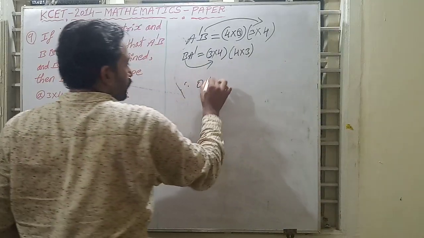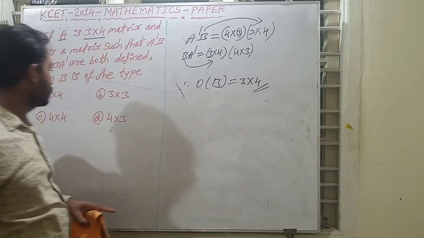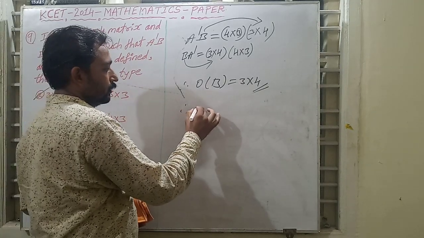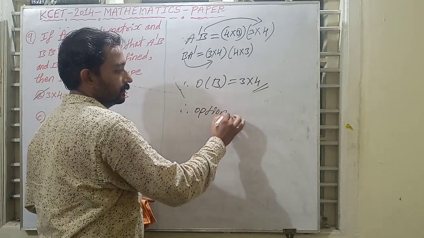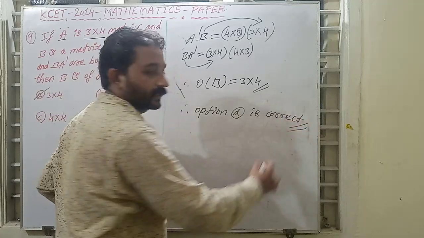Therefore order of B is equal to 3 cross 4. The problem is over. So option A is correct. Therefore option A is correct.